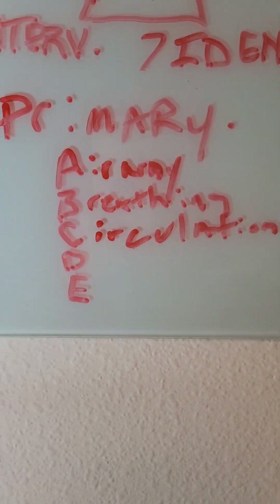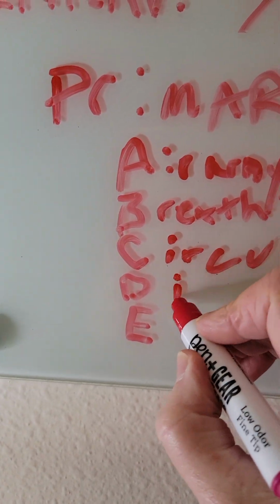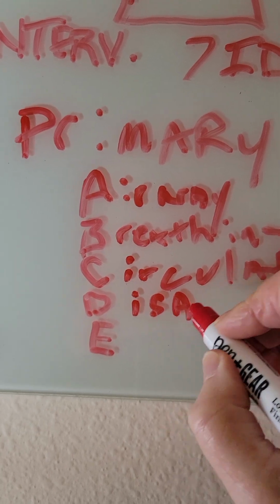So D simply stands for disability. Disability. So let's go ahead and write that in there. Giving you time to write it down as well, YouTube audience.